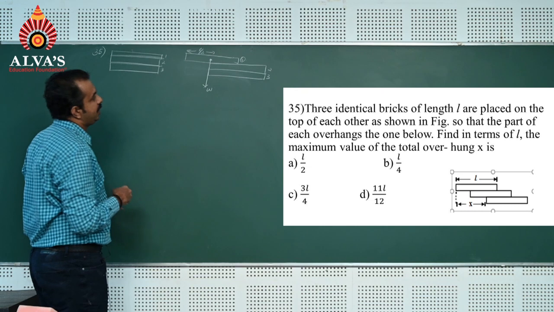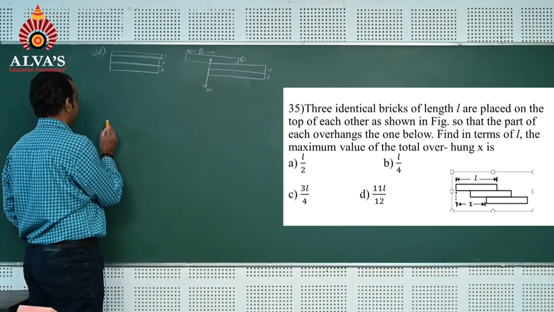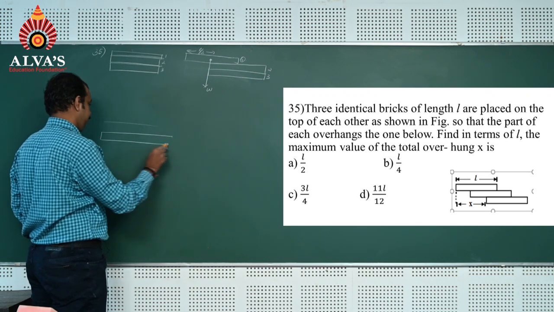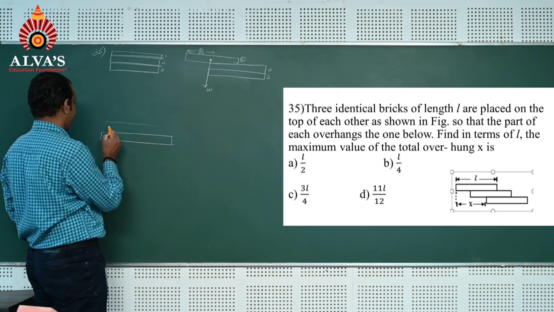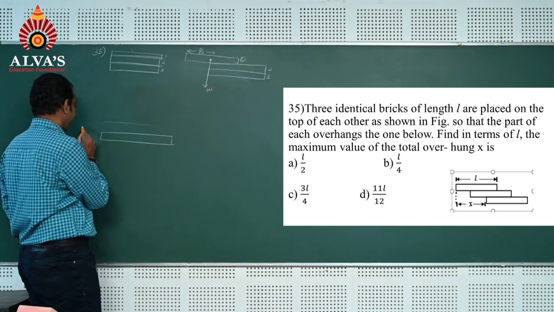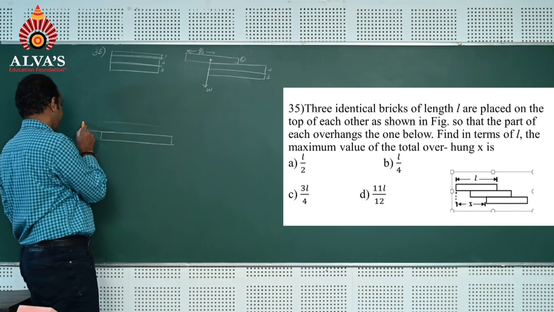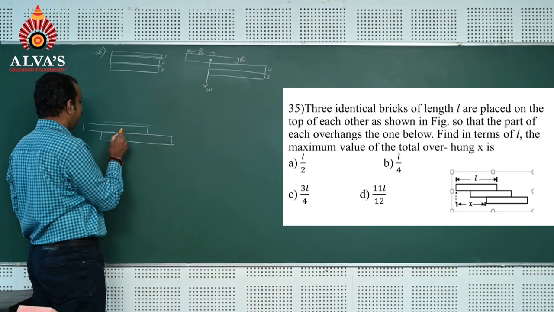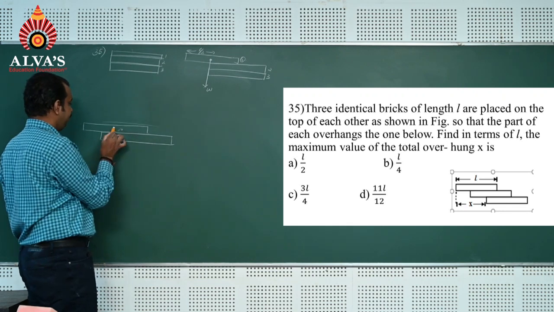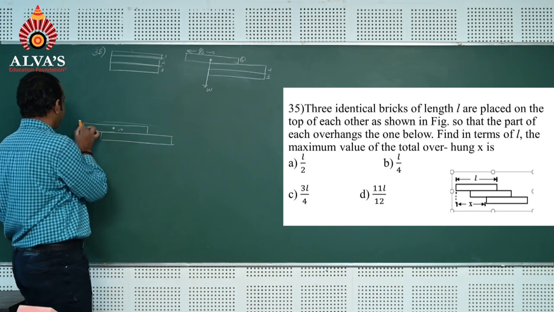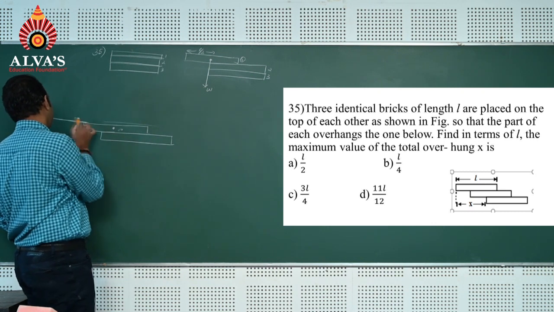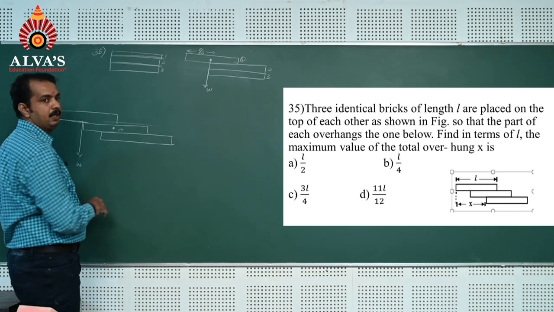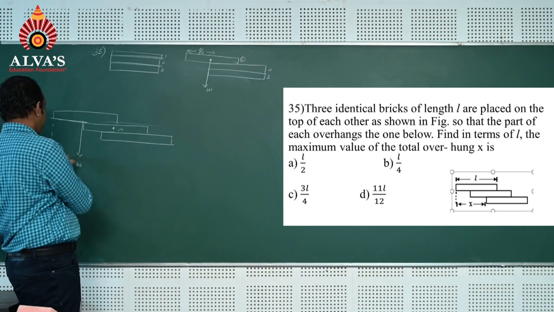Now we can see about the second brick. It is the third brick. Now when I pull the second brick, the second brick should be pulled in such a way that the first brick is already pulled. This is W. This is W. This distance is asked.